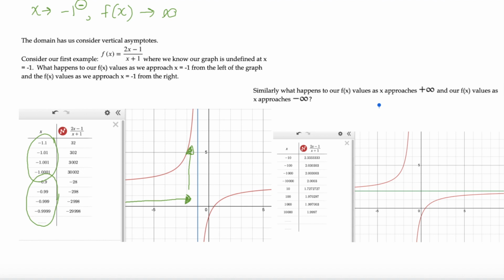Now, if I'm looking at approaching -1 from the right-hand side, so as I'm coming from negative infinity, so from the right-hand side as I'm approaching -1, I'll report this as x approaching -1 from the positive side. Notice what's happening to our graph. Our y values are approaching negative infinity. So f of x, our y values are approaching negative infinity.